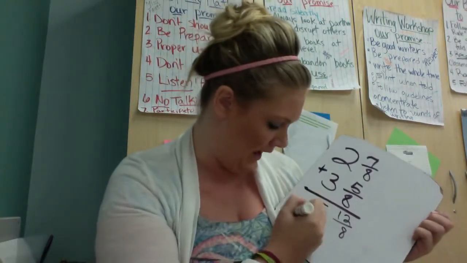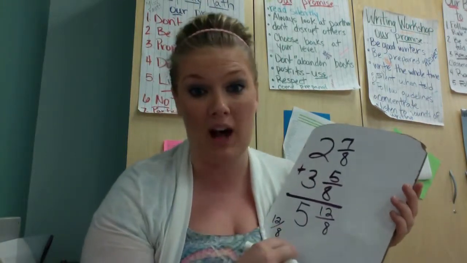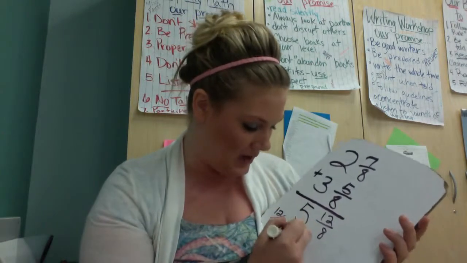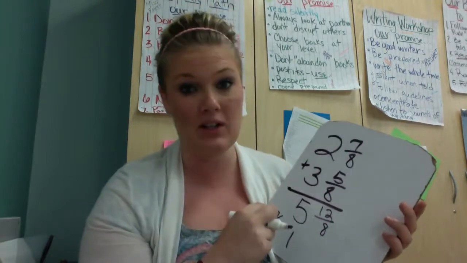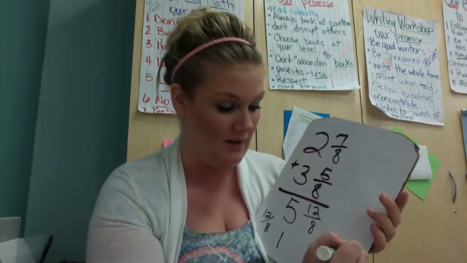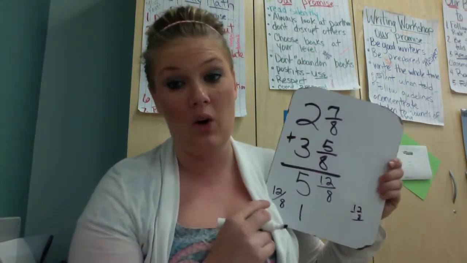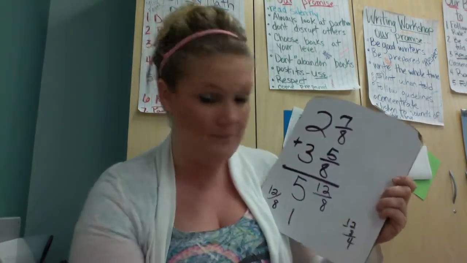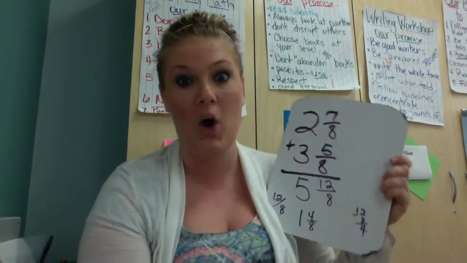So my 12 eighths, I need to think, okay, Rachel, how many times can 8 go into 12? Well, you can divide it out. 8 goes into 12 one time. One whole time, 8 goes into 12. So now I need to subtract 12 minus 8. And then you have to say, all right, so 12 minus 8 is 4. And that's what's left. So that has to go over your denominator. I have 4 left after I take out 1 whole.